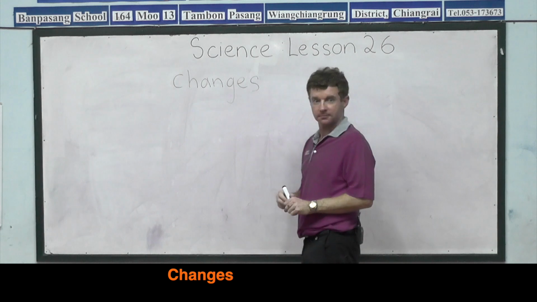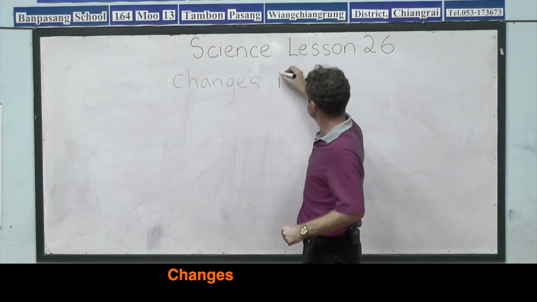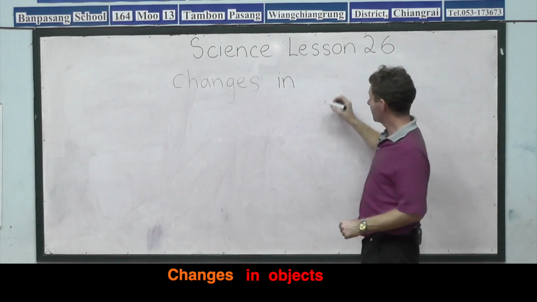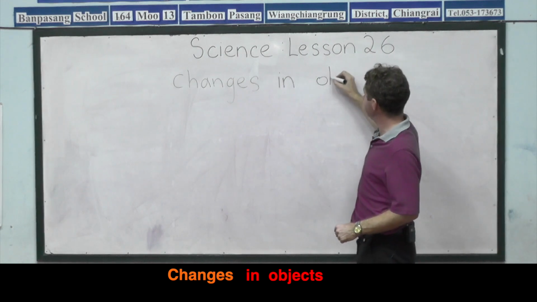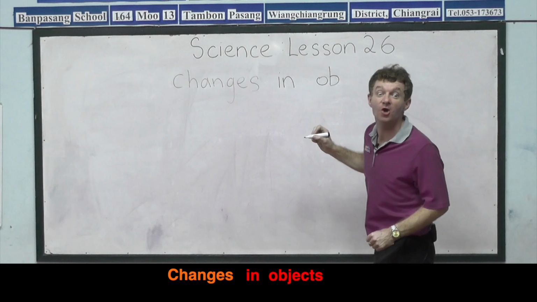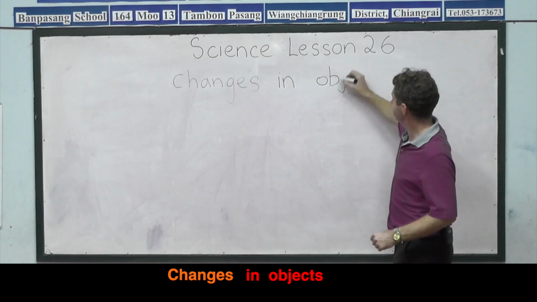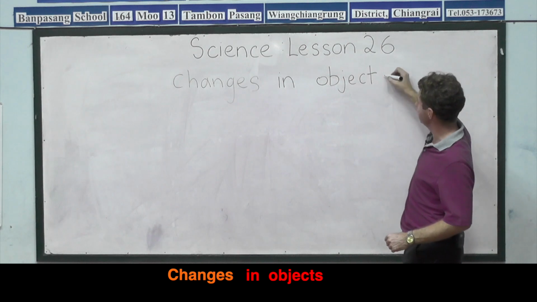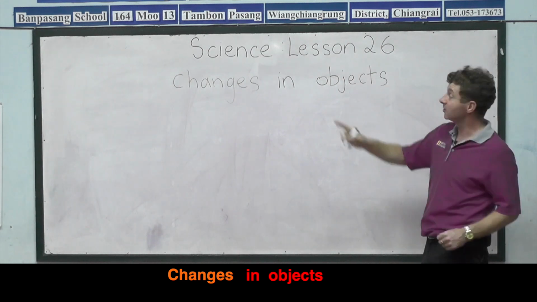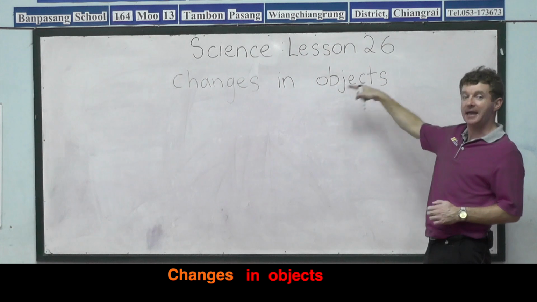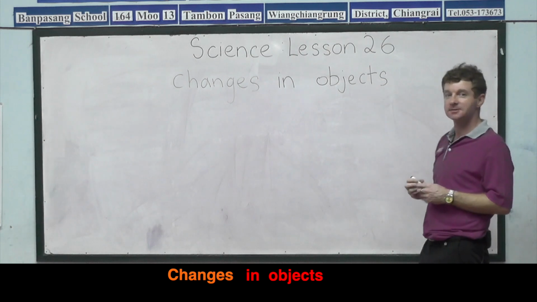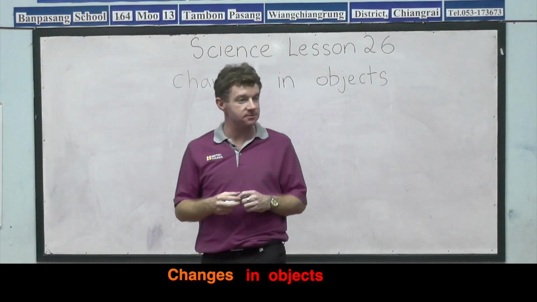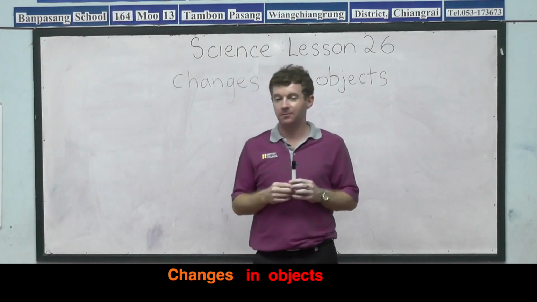Changes in. I-N. And objects, how do we spell objects? O-B, object. E-C-T-S. Changes in objects. One more time, changes in objects. Changes in objects.